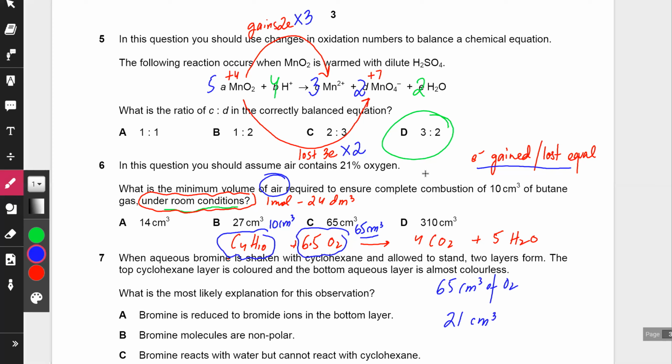You have 21 cm, so you're going to use ratios. 21 cm cube of O2 is present in how much? In 100 cm cube of air. So if you want 65 cm cube of O2, how much air do you need? You're going to cross multiply and find out what the answer is.